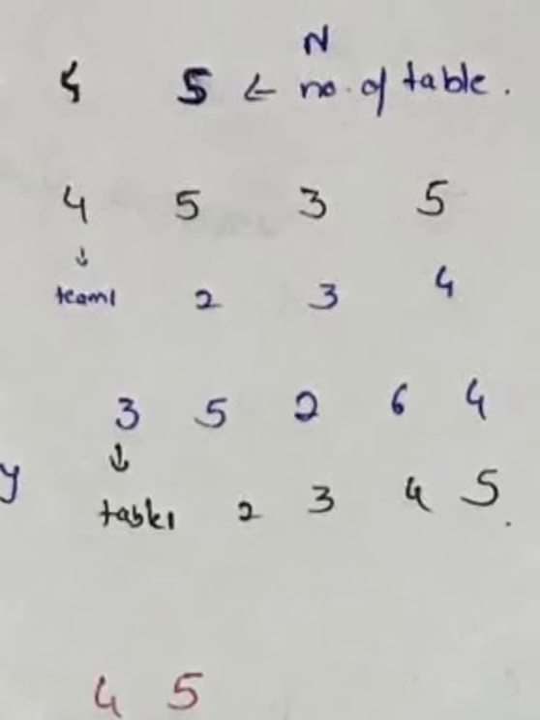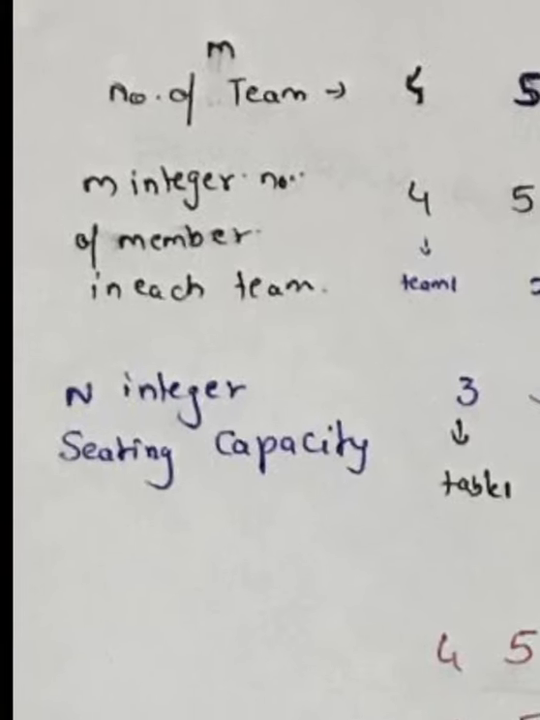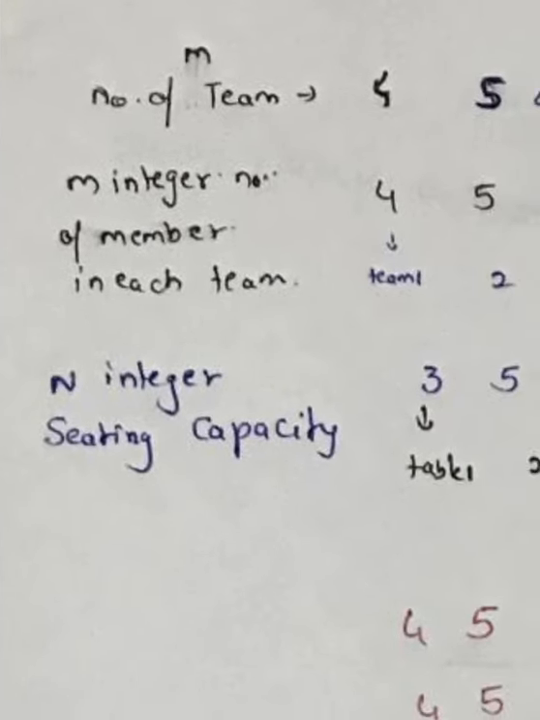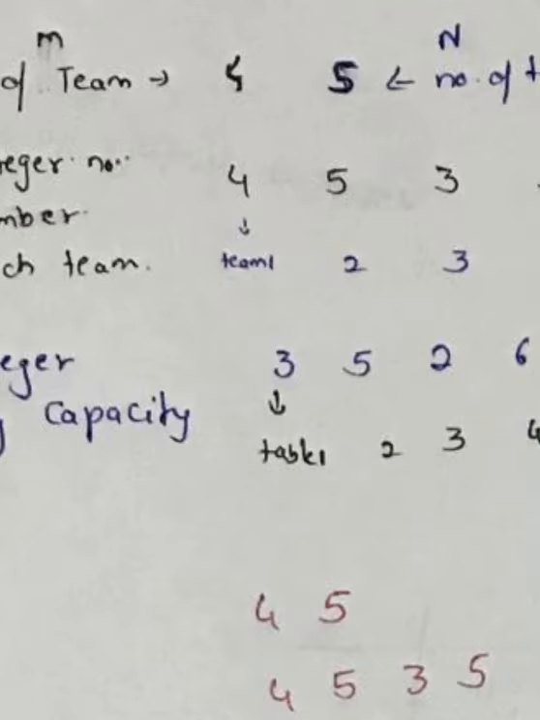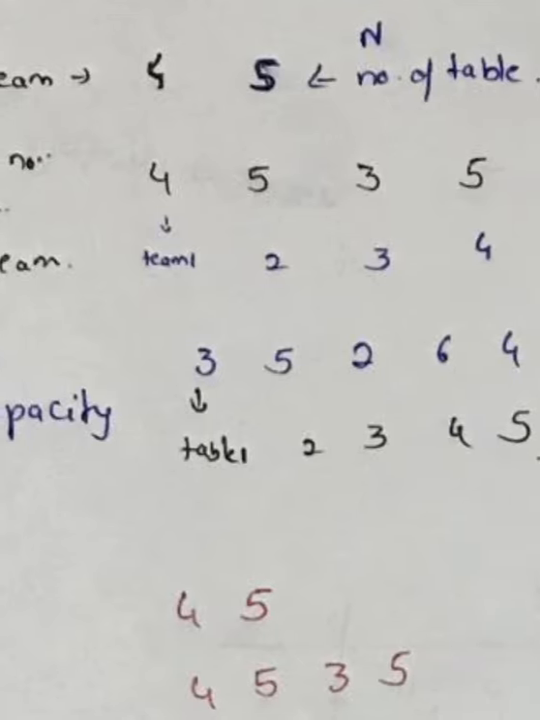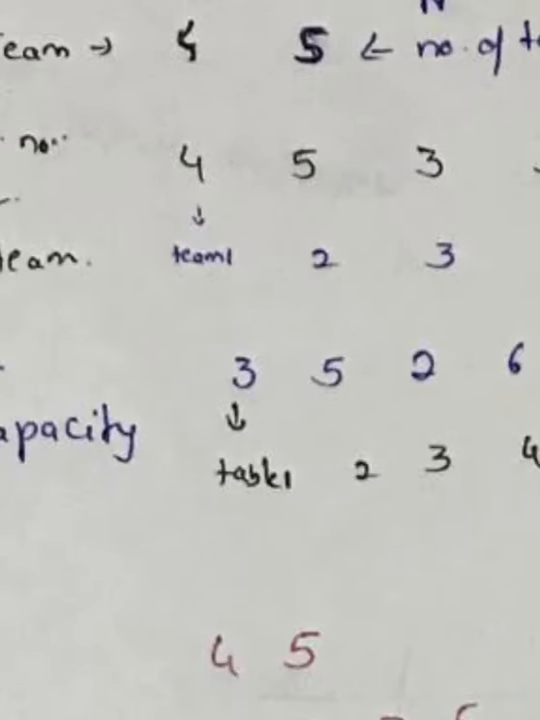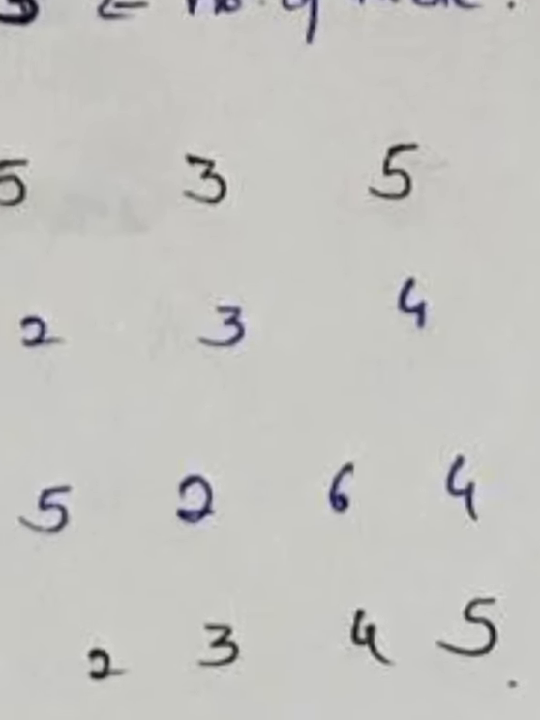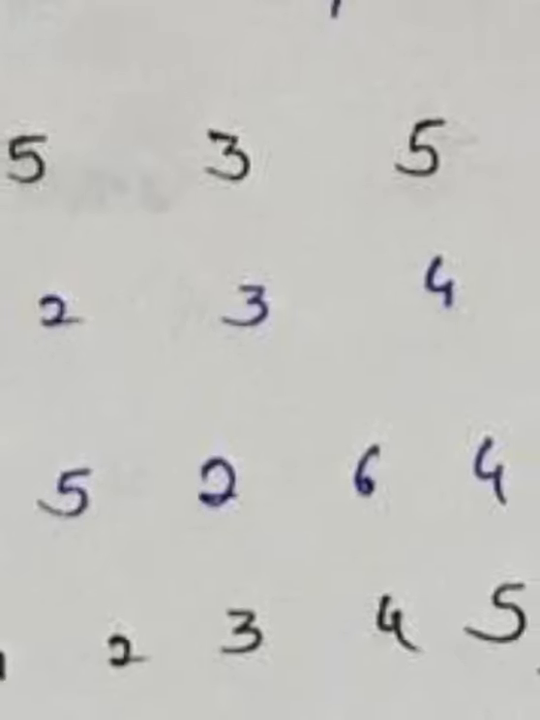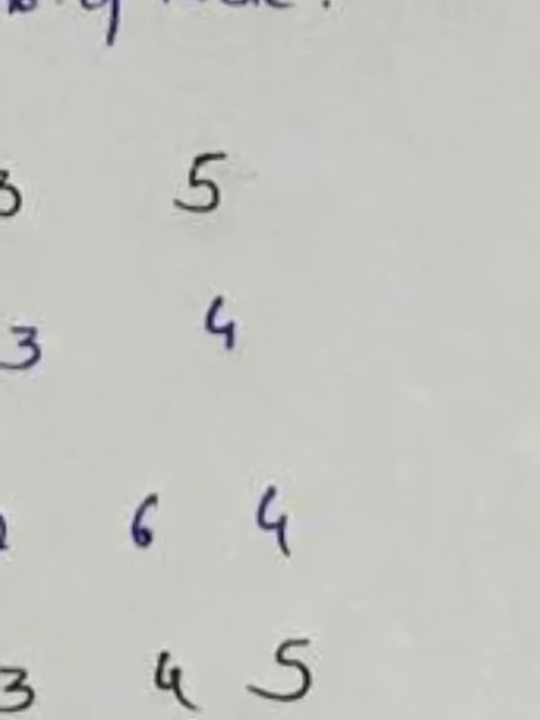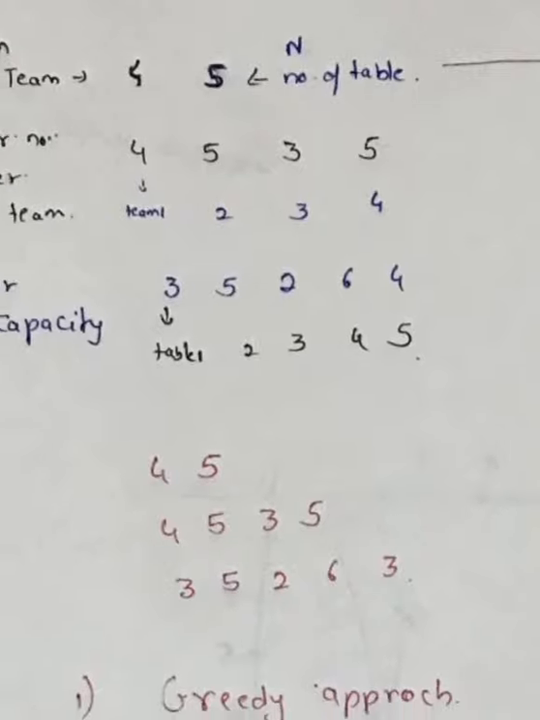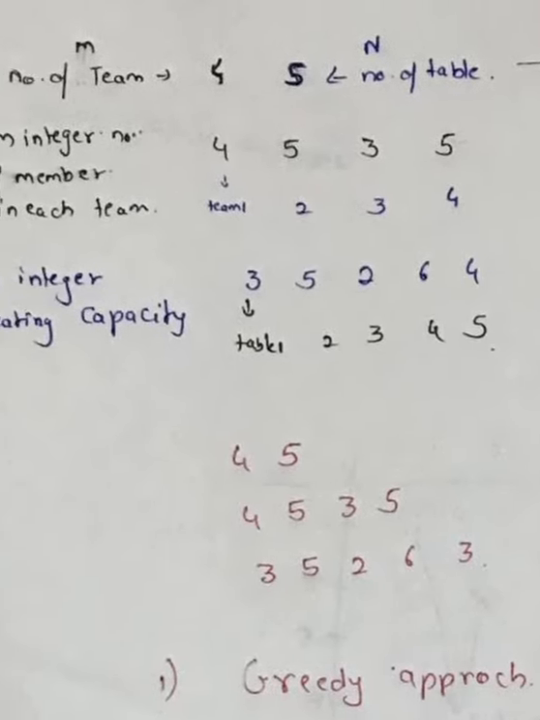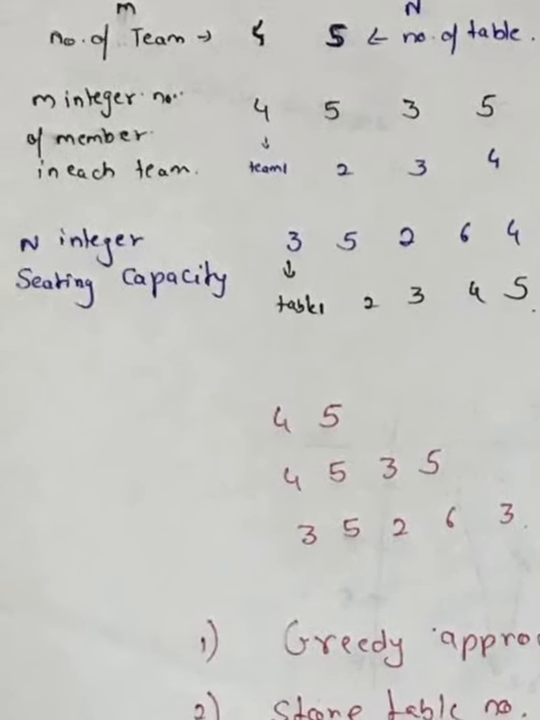And the second line indicates M integers, the number of members in each team. So there are 4 teams. This is team 1, which consists of 4 members. This is team 2, which consists of 5 members. This is team 3, which consists of 3 members, and this is team 4, which consists of 5 members. So the second line in an input statement is the total number of members present in each team.